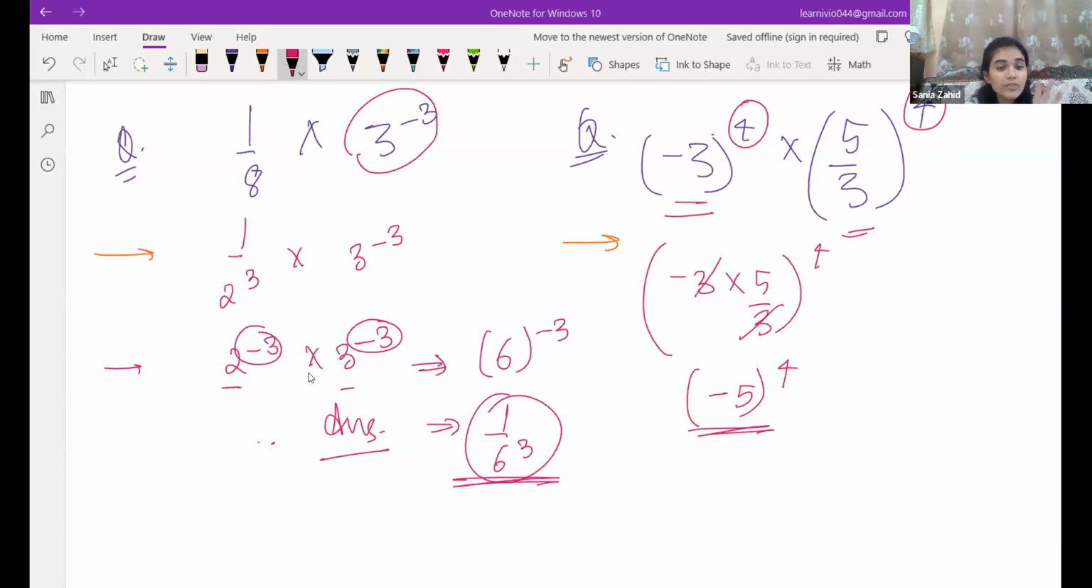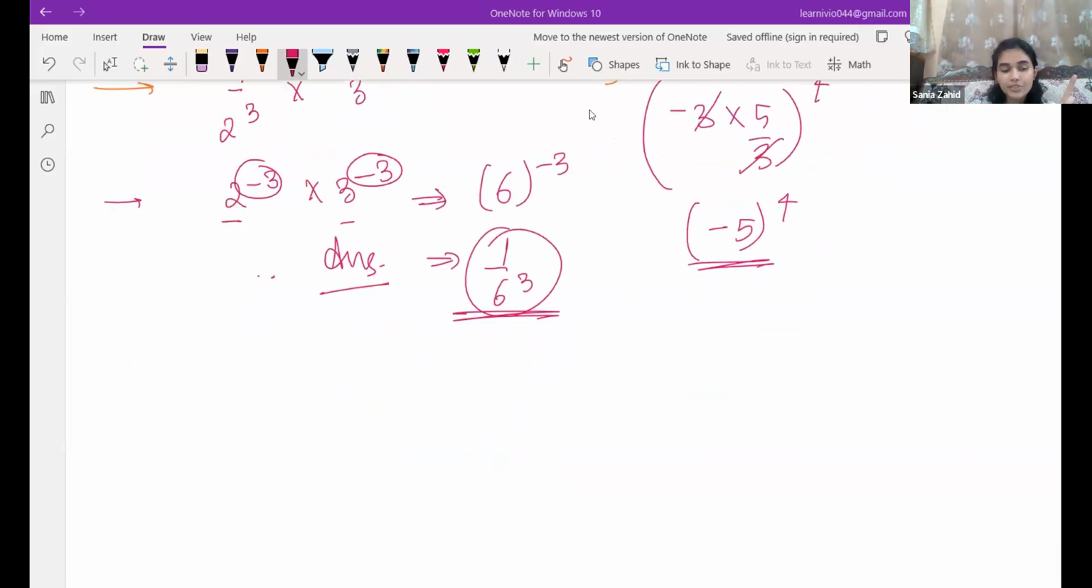And now children, never make this mistake that you reciprocal this and write your answer as 1 by 5 to the power 4. That will be wrong. Children, we only reciprocal when our power is a negative number. Okay, your power is not negative. Power is a positive number only. So you're not going to reciprocal. Just leave it here only. This is your final answer.